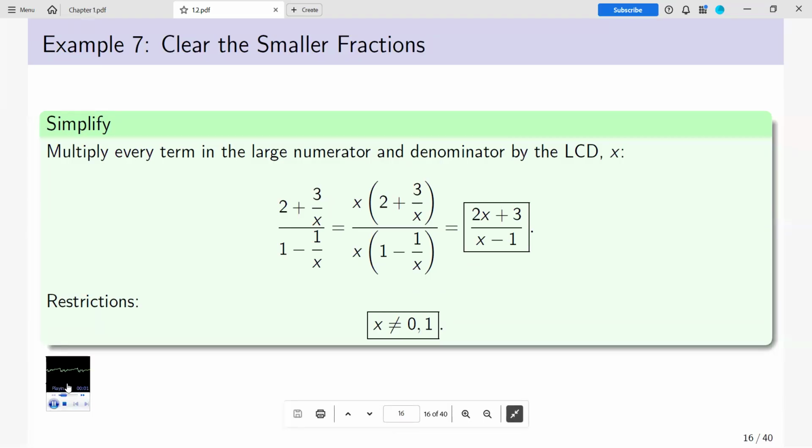Multiplying every small term by x clears all the smaller denominators at once. This method is efficient, provided x is distributed to every term and no fraction is left behind.